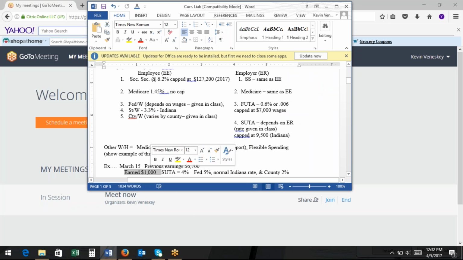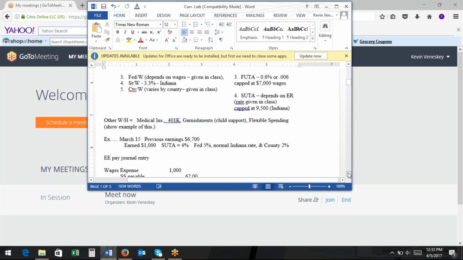Now for this check, I'm saying we have earned $1,000. And then the rates that I have to give you: the SUTA rate, remember that depends on the employer, so that's going to be different per employer. I'm going to tell us that. This time it's going to be 4%. The federal rate, I'm going to give that to us every time as well, 5%. I want you to remember the Indiana rate. Remember that's 3.3%. And then I also have to give you the county percent, depending on what county the employee lives in, because that's where it matters. It doesn't matter where you work. You could work in Indianapolis, but if you live in Anderson, you're going to be taxed at the Anderson or Madison County rates.